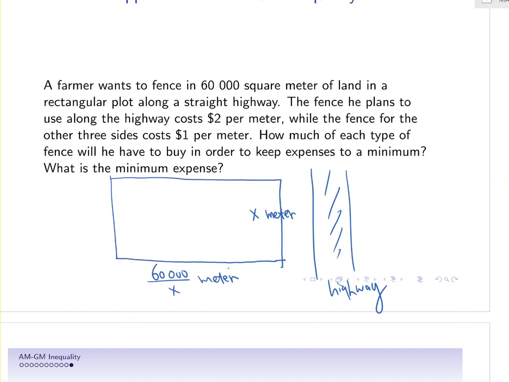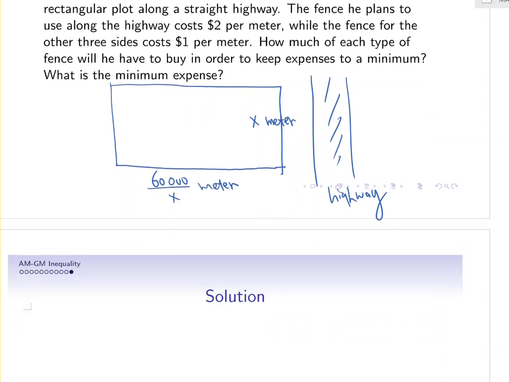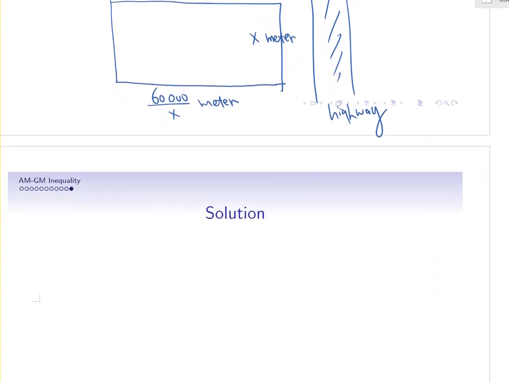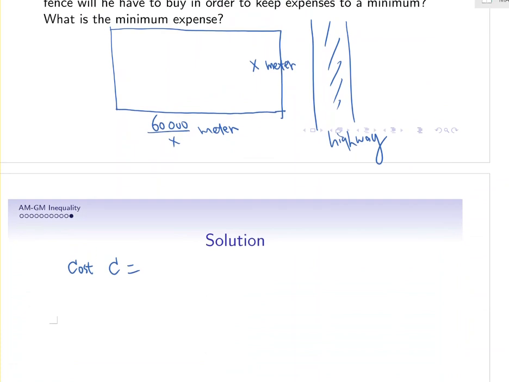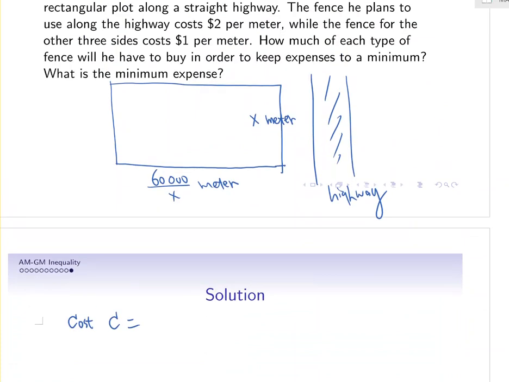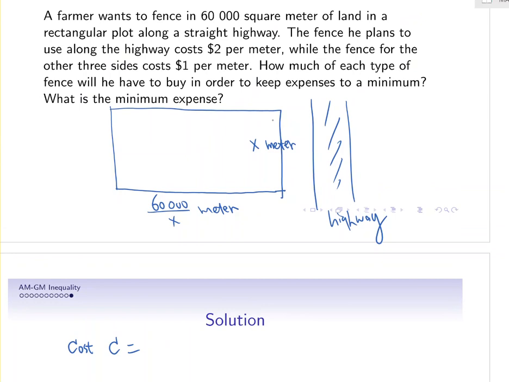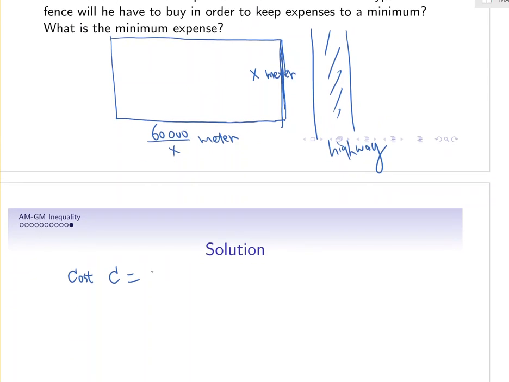So our job is to find out what this x should be in order to keep the expenses to a minimum. Okay, so let's find out what the cost is for the setting now. So cost C, which is going to be a function of x, will depend on the length of all these four sides of the rectangle. And notice the fence along the highway, which is this part, has higher cost, $2 per meter. So the cost here will become 2x. Well, for the other three sides, they all have cost $1 per meter.